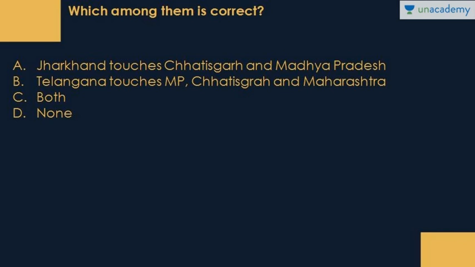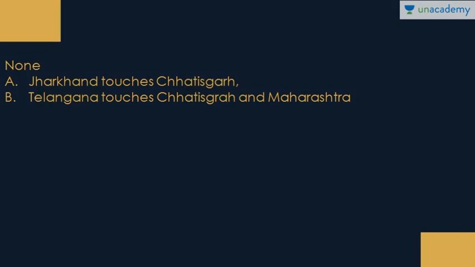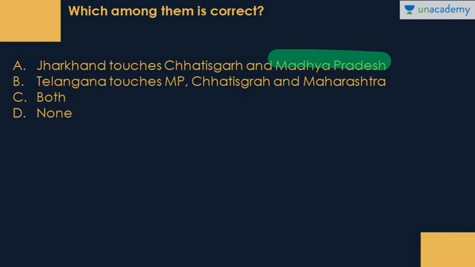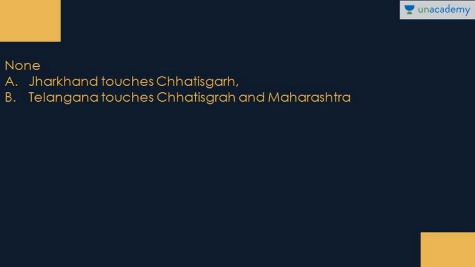So be careful, and the correct answer to this is that both of them are not correct. Which among them is correct? None of them. Why? Because Jharkhand touches Chhattisgarh and Jharkhand doesn't touch Madhya Pradesh. Also Telangana doesn't touch Madhya Pradesh, it touches Chhattisgarh and Maharashtra. Also do go through this map. One small point to keep in mind is JCO states, that is Jharkhand, Chhattisgarh and Odisha, all of them touch each other. So these three, each one of them touches the other two. So JCO you can remember in that form.